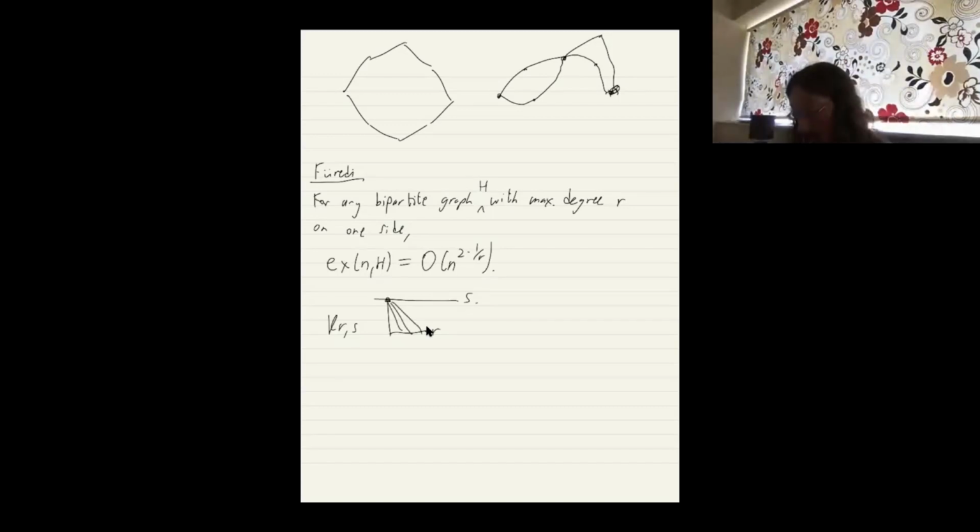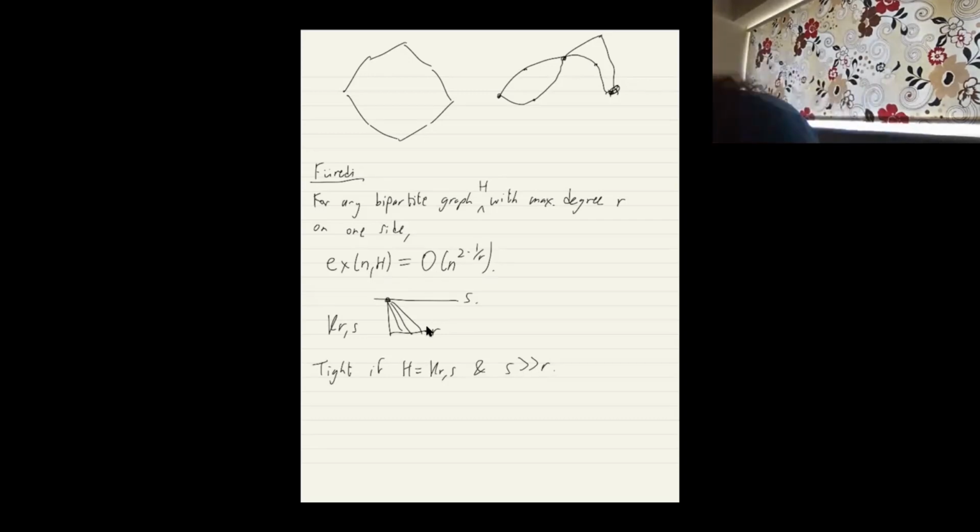So in particular, the extremal number will be big O of n^(2 - 1/r). And actually, we know that's tight. So this is tight if H is equal to K_{r,s} and s is much bigger than r, just by using that Kollár-Rónyai-Szabó result.